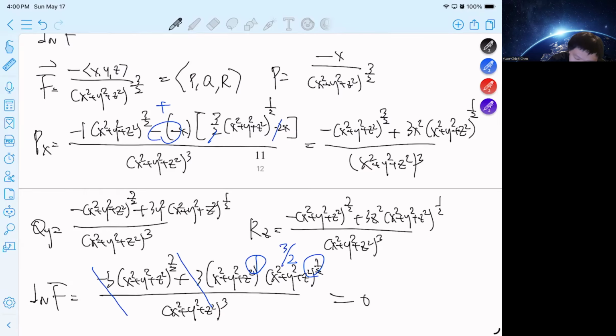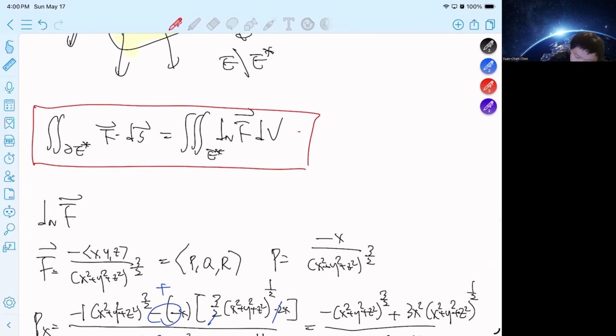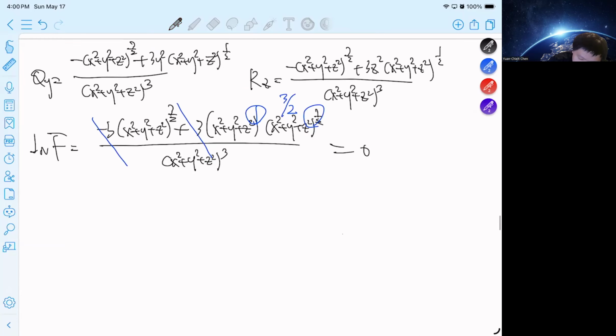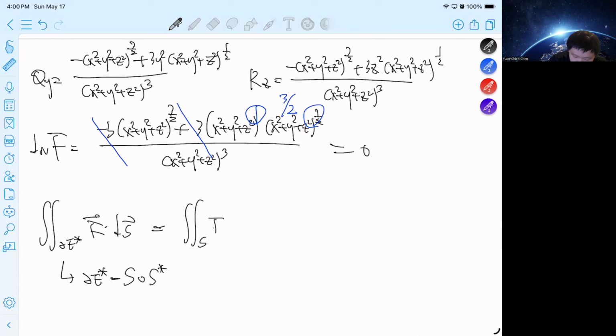So we have this, and this will go to 0. Again, we have this boundary of E star, FdS. Remember, the boundary of E star is now two things: S and S star. So it becomes the integral over S of F dS plus the integral over S star of F dS, which equals 0 by the divergence theorem.